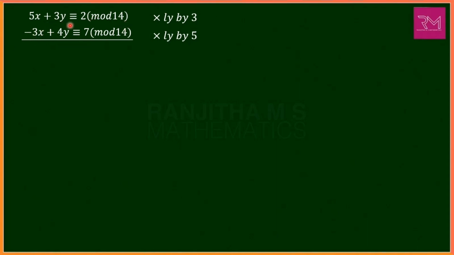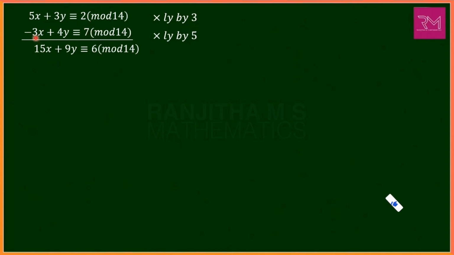Alternatively, we can multiply this equation by 4 and this equation by 3, which follows the same procedure. We can cancel the x terms or we can cancel the y terms. Both are the same. Here I am cancelling the x term, so we multiply the first linear congruency by 3 and the second linear congruency by 5. We get a new linear congruency. If you multiply throughout by 3, we get 5x into 3 is 15x plus 3y into 3 is 9y congruent to 2 into 3 is 6 under mod 14, as it is.